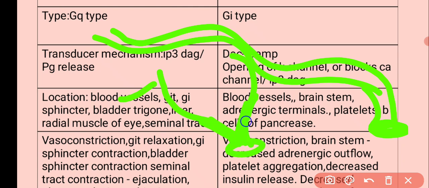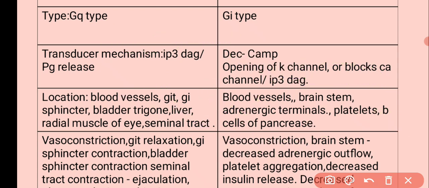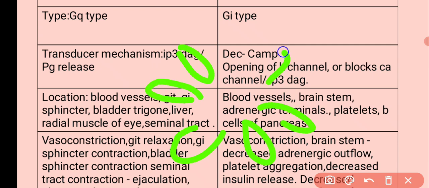So once the trigone muscle is compressed, urination will be inhibited, which causes urinary retention. Alpha 1 receptors are also present on the radial muscles of the eye, and radial muscle contraction is associated with pupil dilation. Here, the seminal tract is associated with ejaculation. So all these are the functions of alpha 1 receptors.